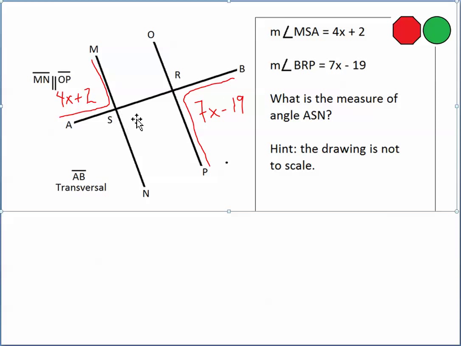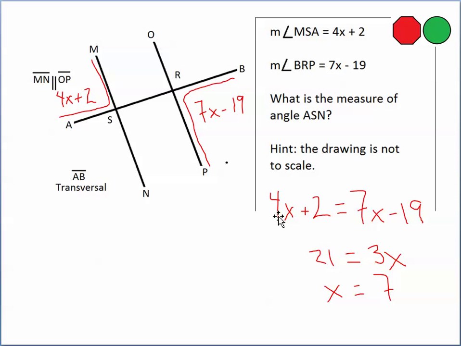And then if this is a corresponding angle to this, and this is a parallel line, this angle right here is identical to this angle right here, which is identical to this angle right here. And that's what makes this kind of important. So now you have to recognize that 4x plus 2 is equal to 7x minus 19. So now it becomes an algebra problem.